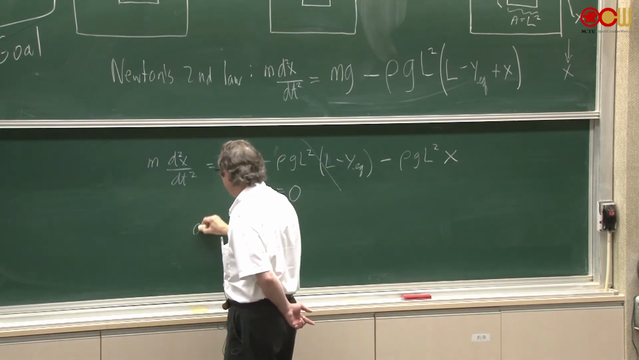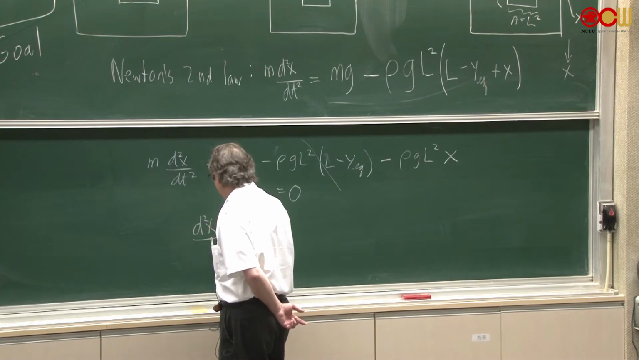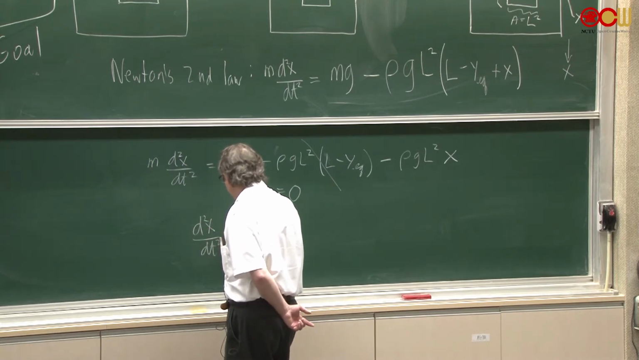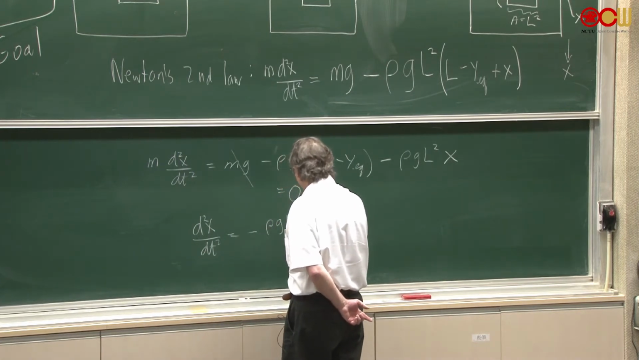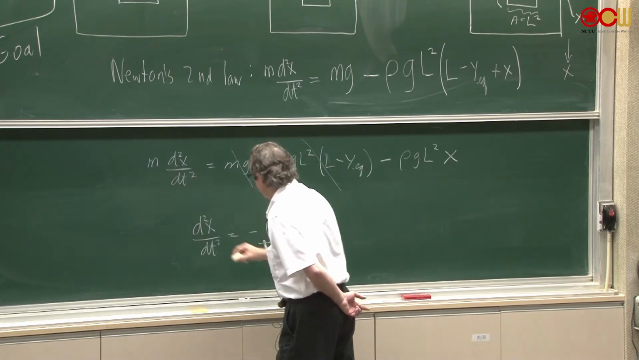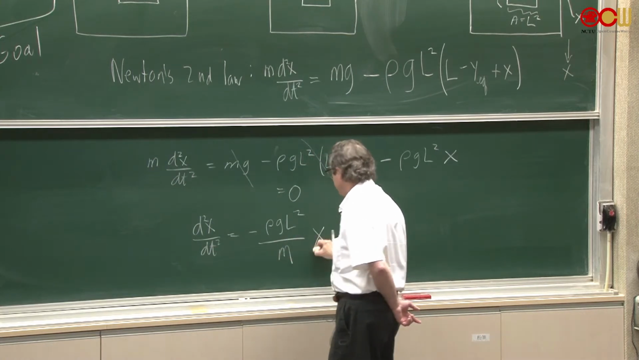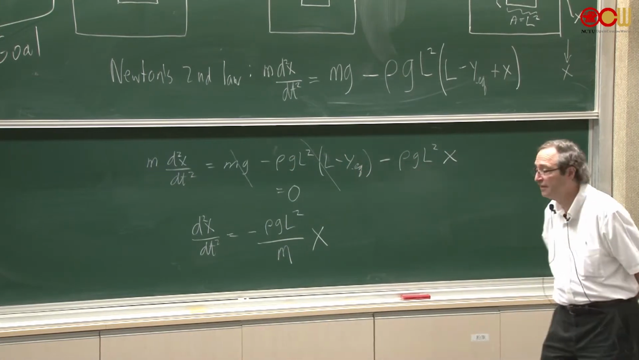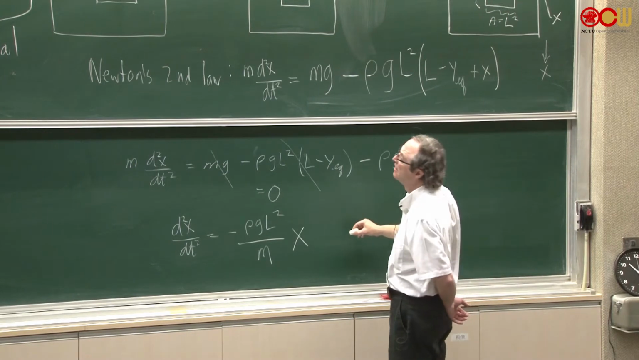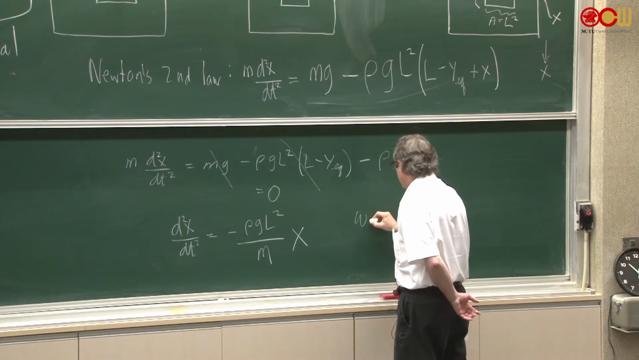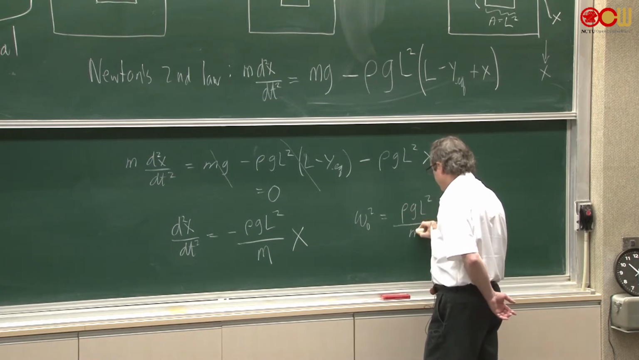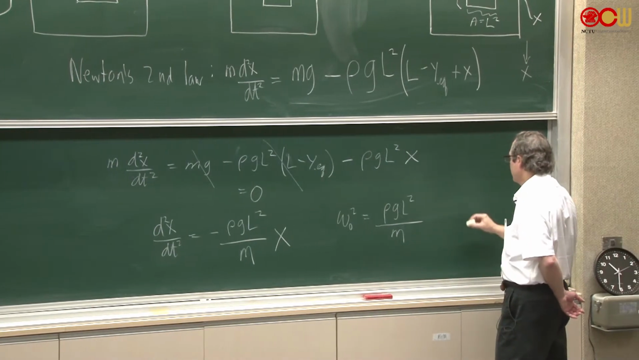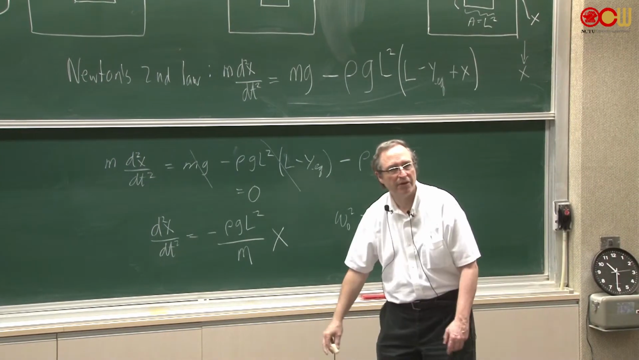And so we end up with d squared x over dt squared equals minus rho g L squared divided by m times x. So we got our goal. And that says omega 0 squared, as I called it, is equal to rho g L squared over m. And then you can calculate the period.